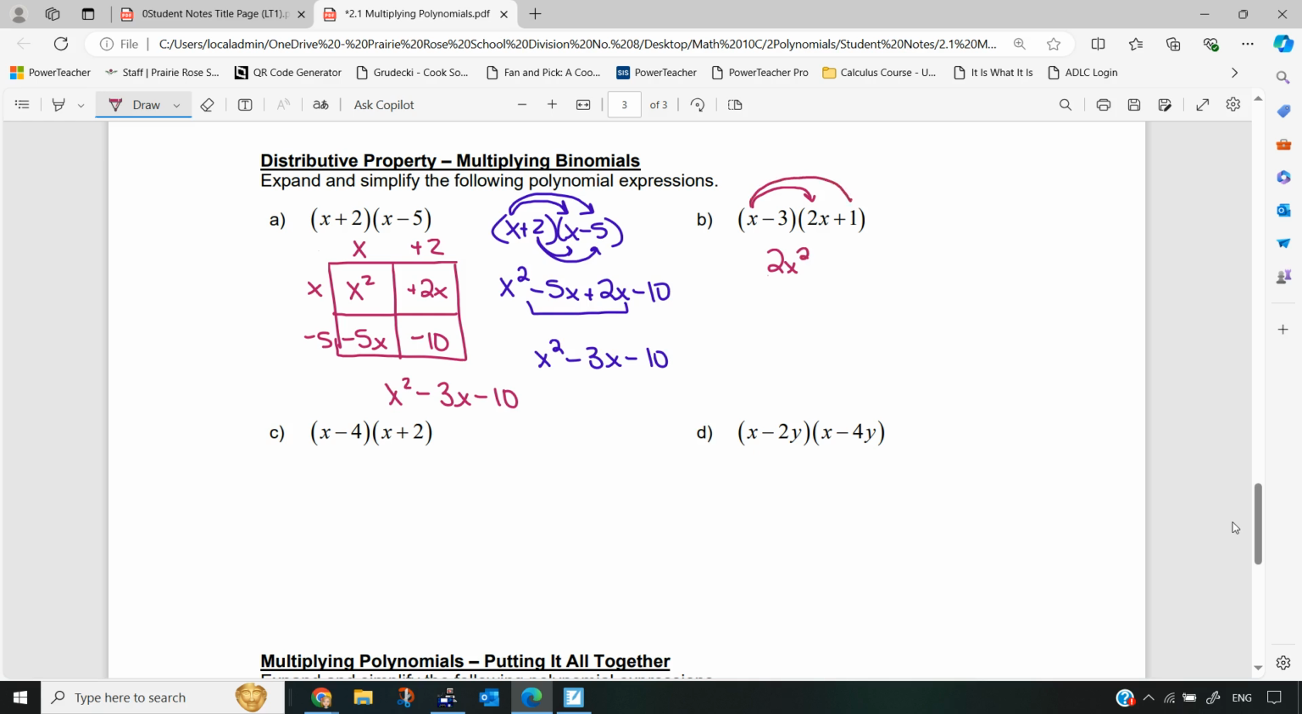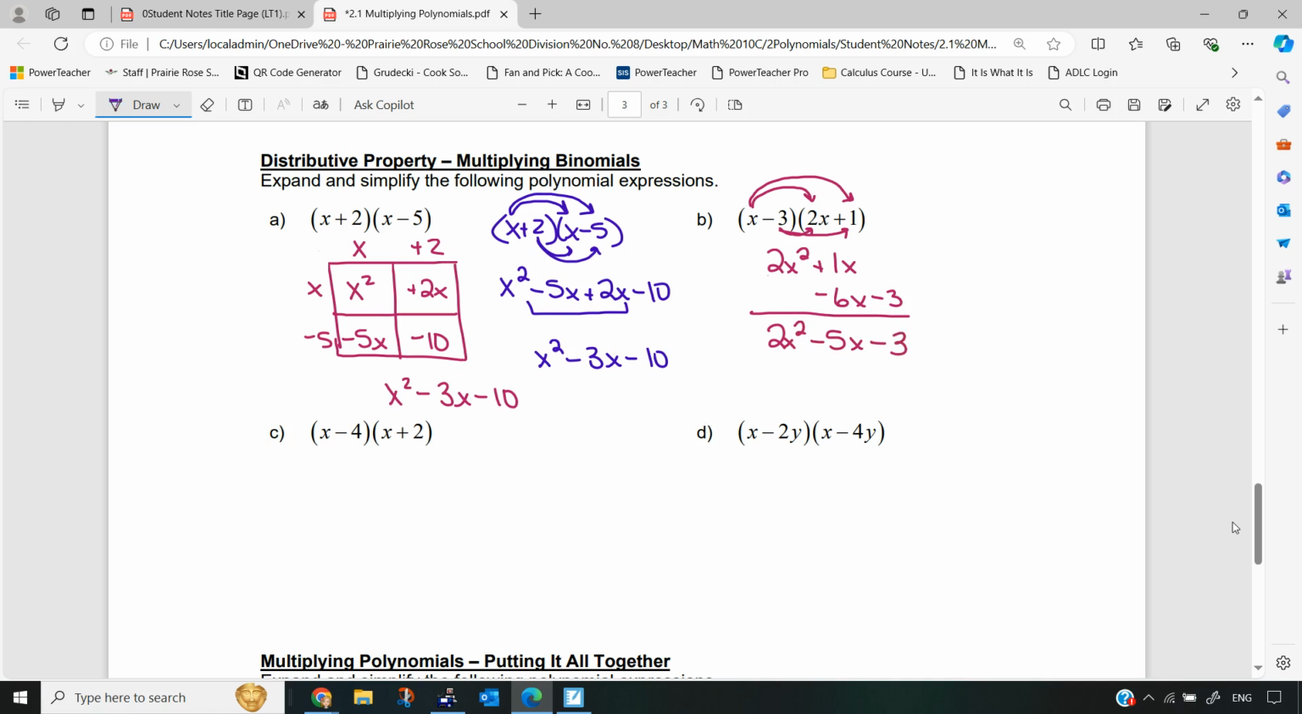X times positive 1 is positive 1x. Again, you can write that 1 or not. Negative 3 times 2x is negative 6x. And negative 3 times positive 1 is negative 3. Now you'll notice that I set this one up a little bit differently than the previous example, just in a different format. So 2x squared, 1 minus 6 would be negative 5x, and then negative 3.